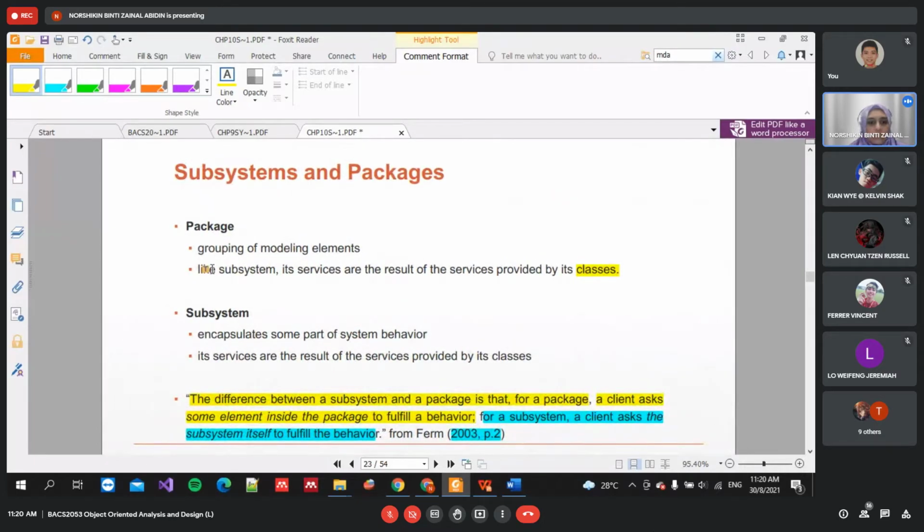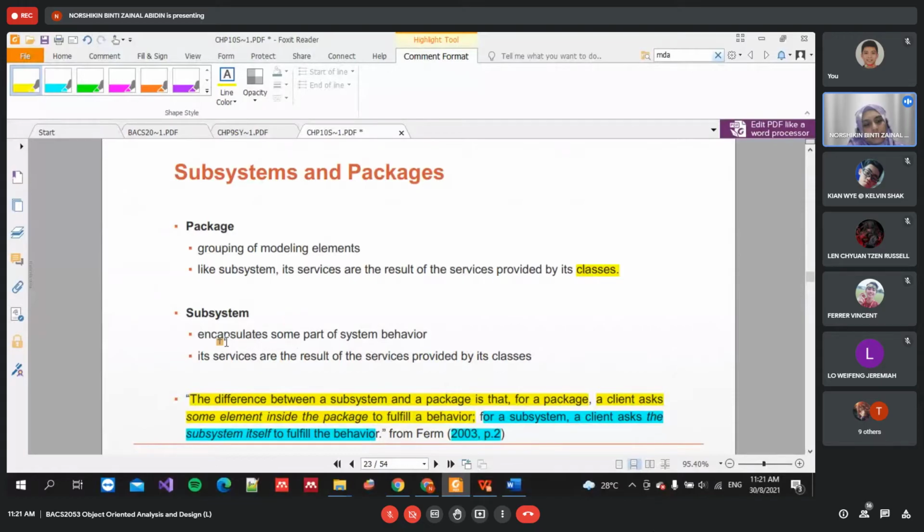Okay. So, package: grouping of modeling elements. Just know what a package is. A package is a grouping of modeling elements. That means we are grouping together, like a subsystem. The services are the result of the services provided by its classes. That means in a package we have the classes that we group together.